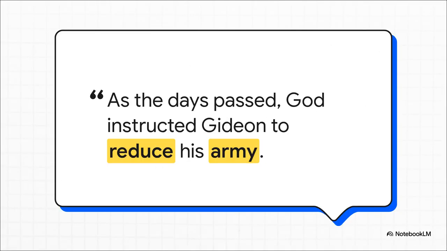Now, this interpretation adds a really crucial layer. It gives us the narrative reason why the numbers changed. It links the mathematical effect back to the cause in the story, which in this case was a series of divine tests for the army.